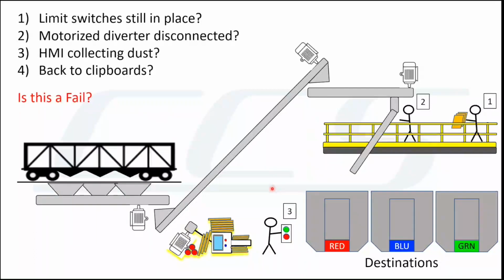Our limit switches are over here. Clearly, the diverter is disconnected, and we're just manually moving it from all over the place. The HMI is off to the side collecting dust, and we went backwards. Clipboards for all my clipboard fans. Unfortunately, that's backwards. We want to be moving forward, using technology to help us move things forward.